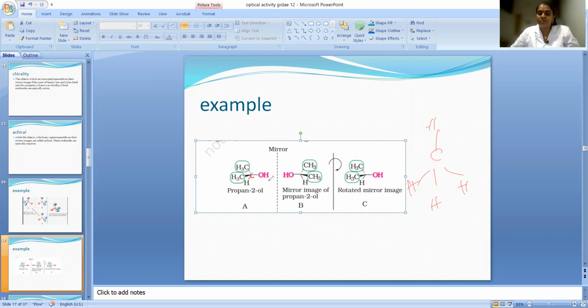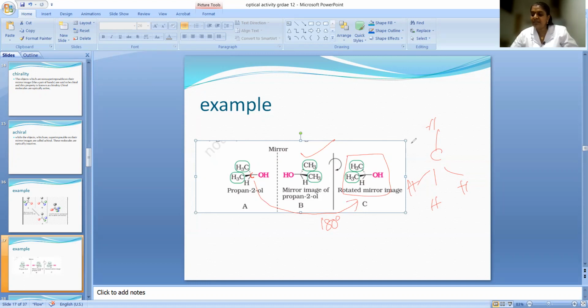So if you take propan-2-ol and its mirror image, and keep them together, the CH3 will come, right? It is superimposing. 2 CH3 will superimpose on this, okay? And not only that, there is one more thing to understand whether it is optically active or not. Now if you take the mirror image and flip the resulting molecule by 180 degrees, if you get exactly the same molecule like A, the previous one, then it is not optically active.